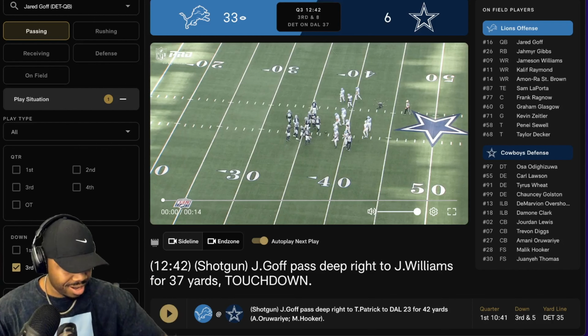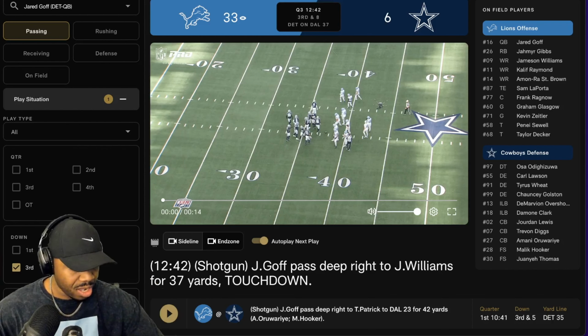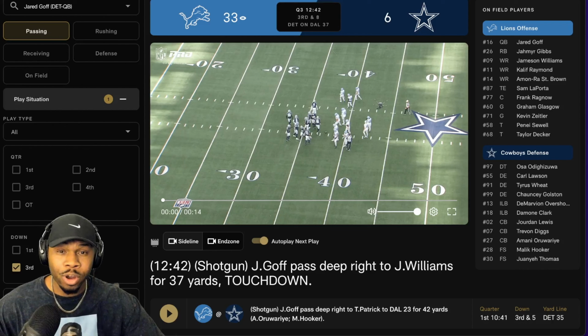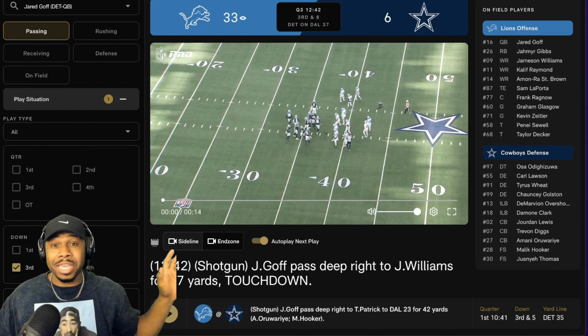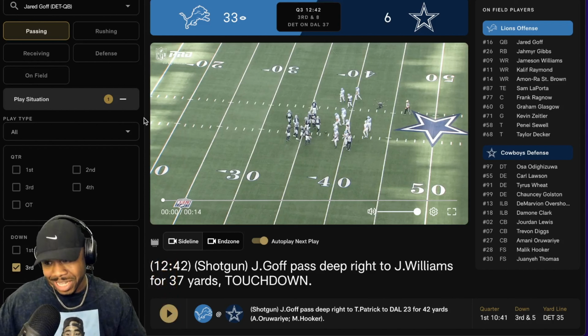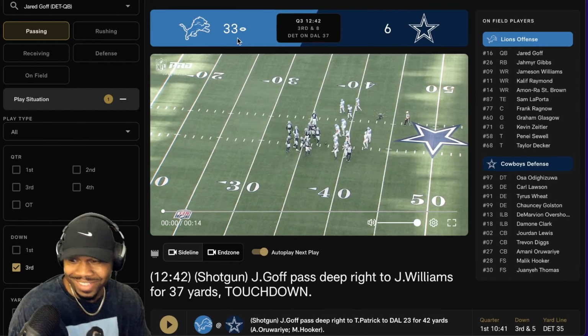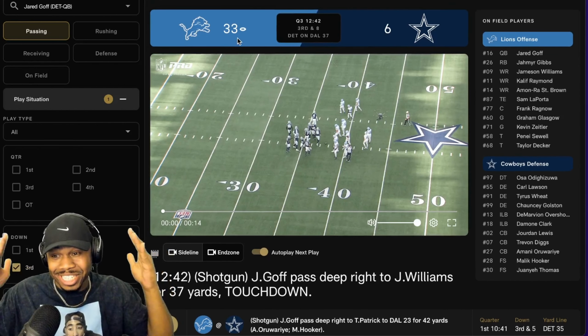So far, we have converted 1 out of 4 money downs. Statistically, that's not good. But y'all, look at the scope. Look at the scope.